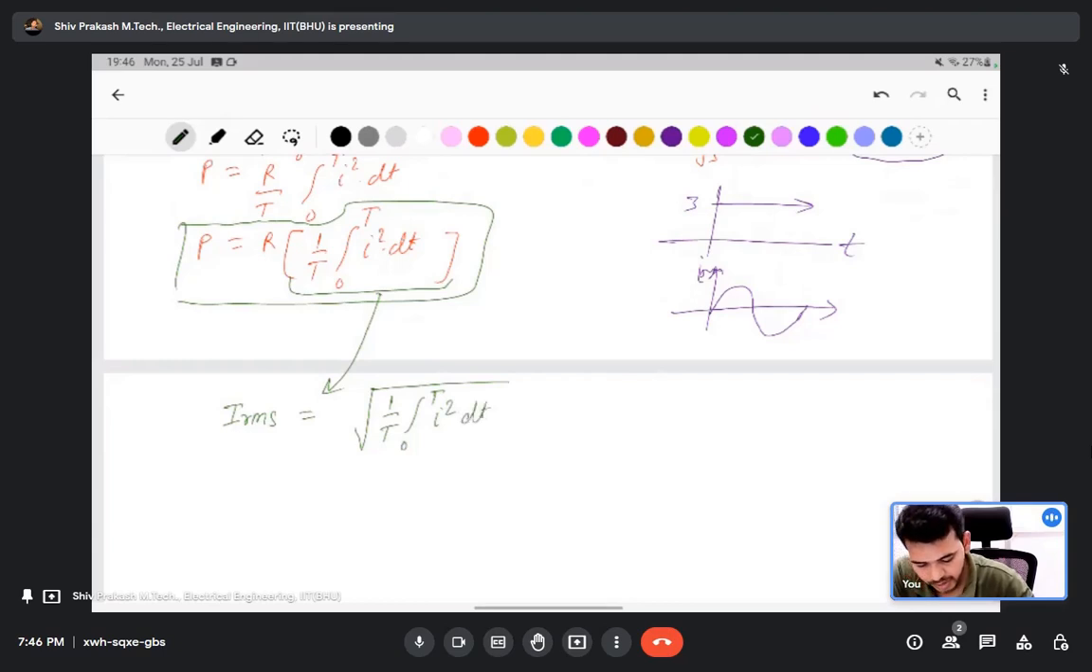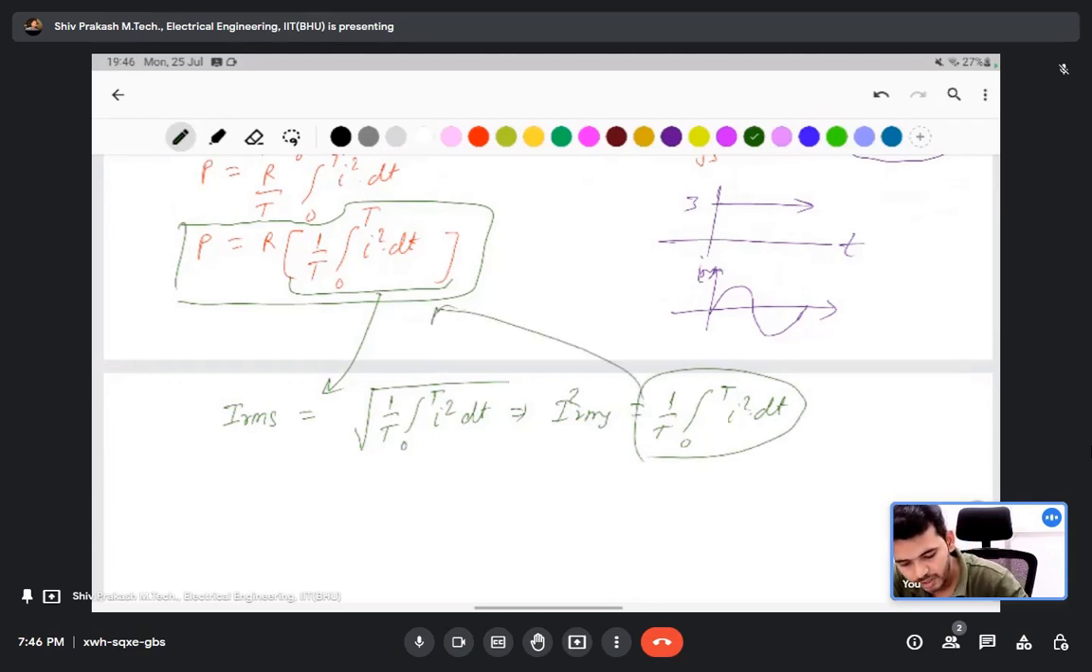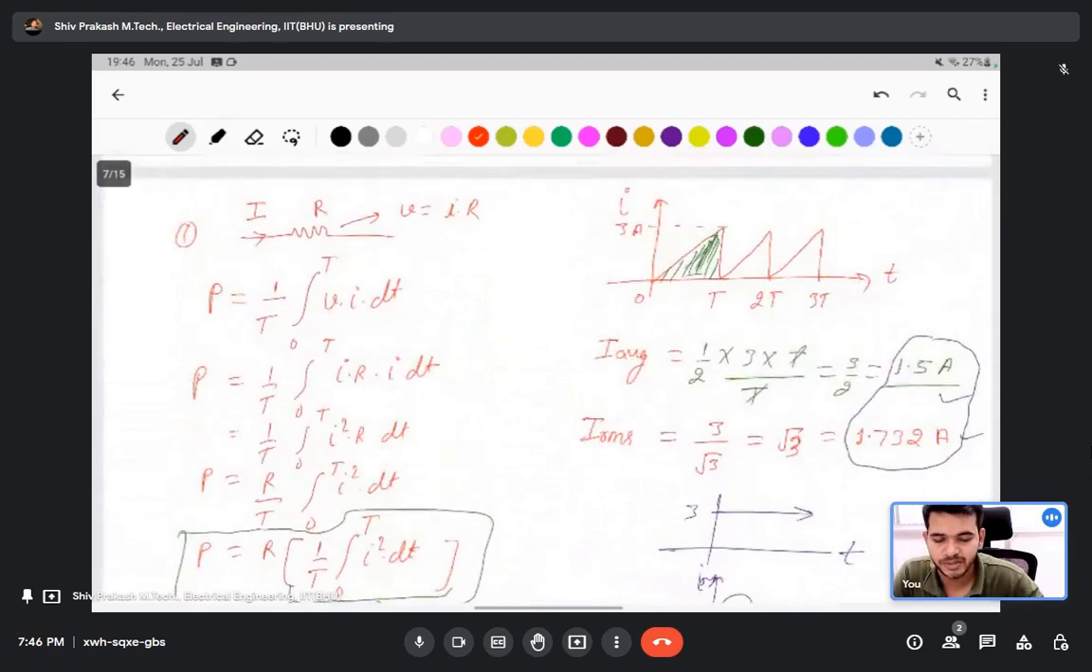You take a current. If you square up this equation, I square RMS is equal to 1 by T integration of 0 to T I square into dt. This one is the same as, it means you can replace this R into I RMS square. In this condition, you will take the RMS value of this waveform.